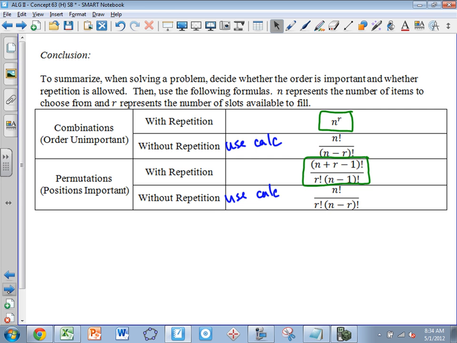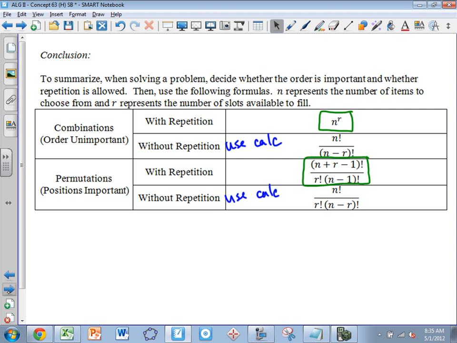Alright, so first, state whether order is important or unimportant. Then decide if anything can be repeated. So name the problem as either permutation with repetition, permutation without, combination with, or combination without. And finally, find the answer.